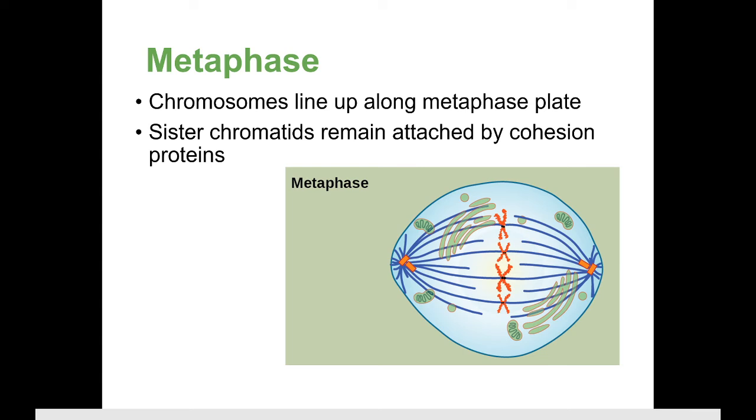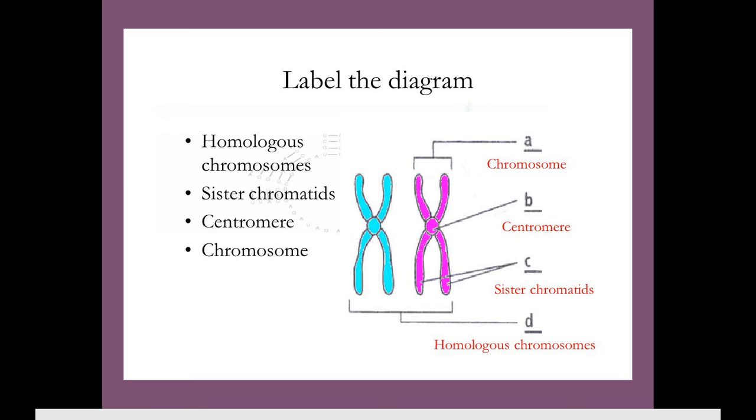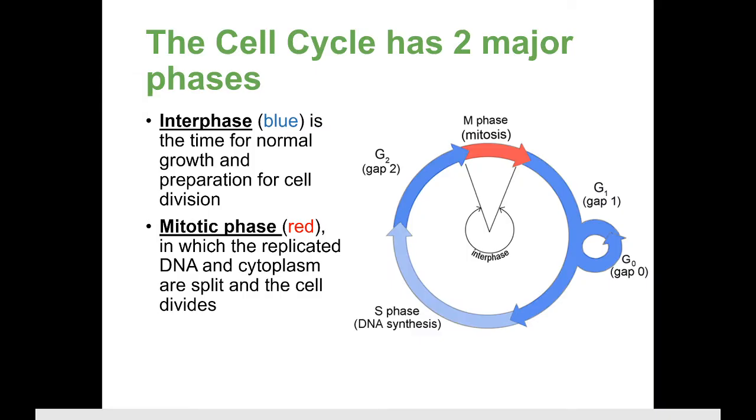You'll also hear it called the equatorial plate, for the equator. It doesn't really matter. You can just call it the center of the cell. But chromosomes line up along the center of the cell. And then sister chromatids, which if you're confused by that, if we go all the way back to this slide, it shows you what sister chromatids are. So if you're confused about that, look at this slide for a few minutes, and that should help you.